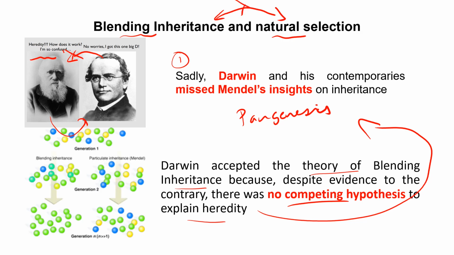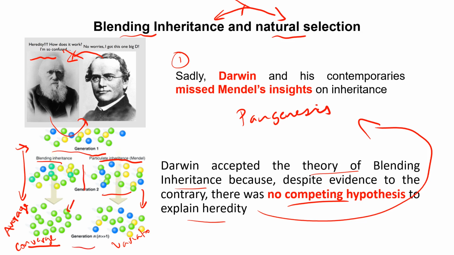So here you have in this diagram the ideas of blended inheritance, and here the particulate inheritance of Mendel. And if you see here, you end up with an average, so all of them look the same. They all converge. There is no variation. While here, in the ideas of Mendel, you find a lot of variation. When you start with both, in generation 1, you start with traits that look very different. After multiple generations, you end up with similar traits here, while according to Mendel, you will end up with a lot of variation. And that was fundamental for the ideas of natural selection, and I will explain why later.